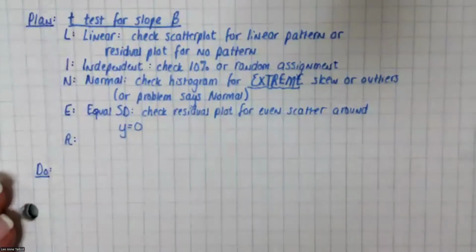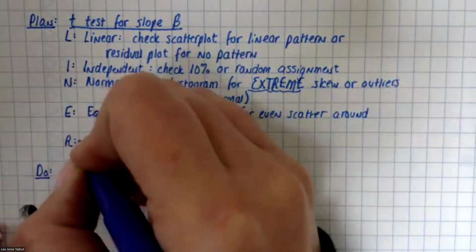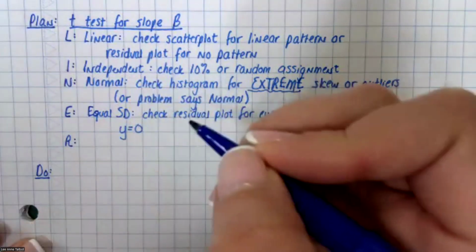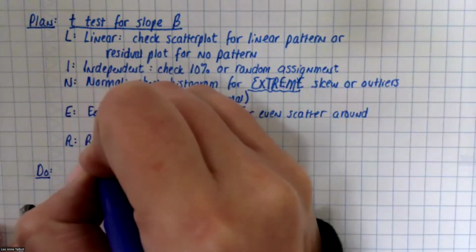Okay. And then the last one is the easiest one. R is random, beautiful.